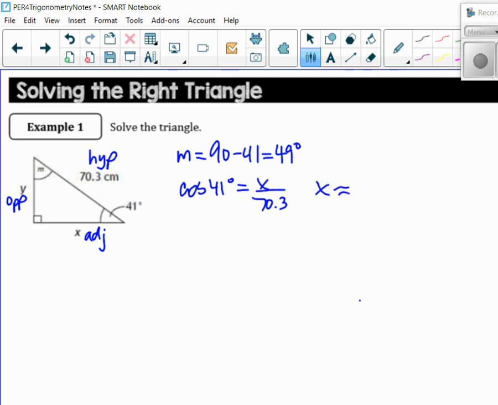Do you remember how to punch this in? Did you get 53.1? And what's the units for this? Centimeters, thank you. So I'm going to circle all my answers.